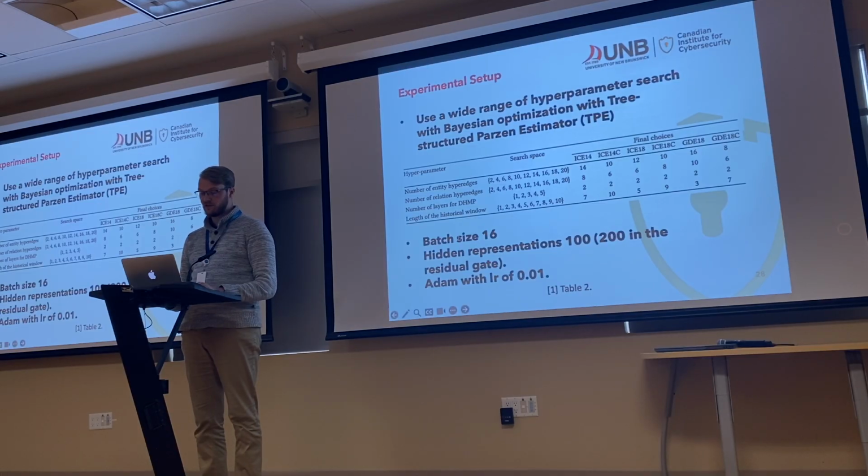The authors use a batch size of 16 and hidden representations of 100, and they use 200 in the residual gate. They also use Adam with a learning rate of 0.01.